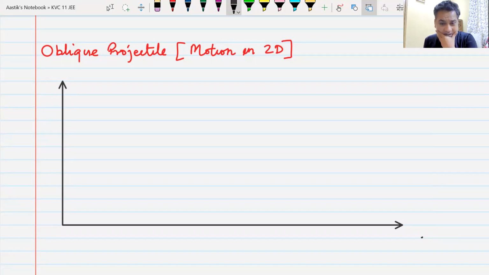In vertical projectile motion, I throw the particle up. What is going to happen here? How should I throw it? This is my y-axis. You all know this. This is my x-axis. How should I throw the projectile now? I have to make it motion in 2D. How should I throw the projectile? You already done this. Tell me.